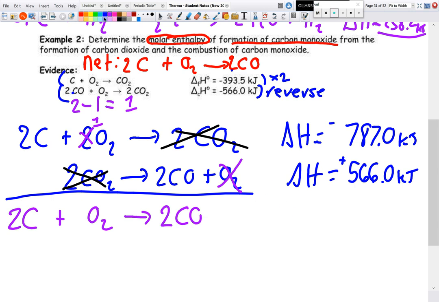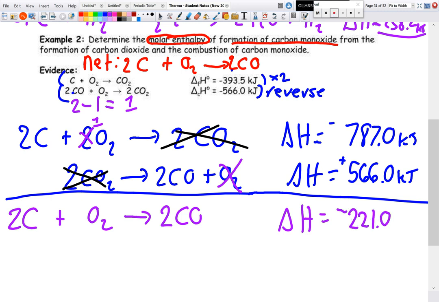And finally, last but not least, we're just going to add our delta H's together. Now this one, if you want to show the math for this, you can, but you don't really need to, right? Because there's only 2. So you have a negative 787.0 kilojoules, and we're going to add this to a positive 566.0 kilojoules to get an overall of negative 221.0 kilojoules.